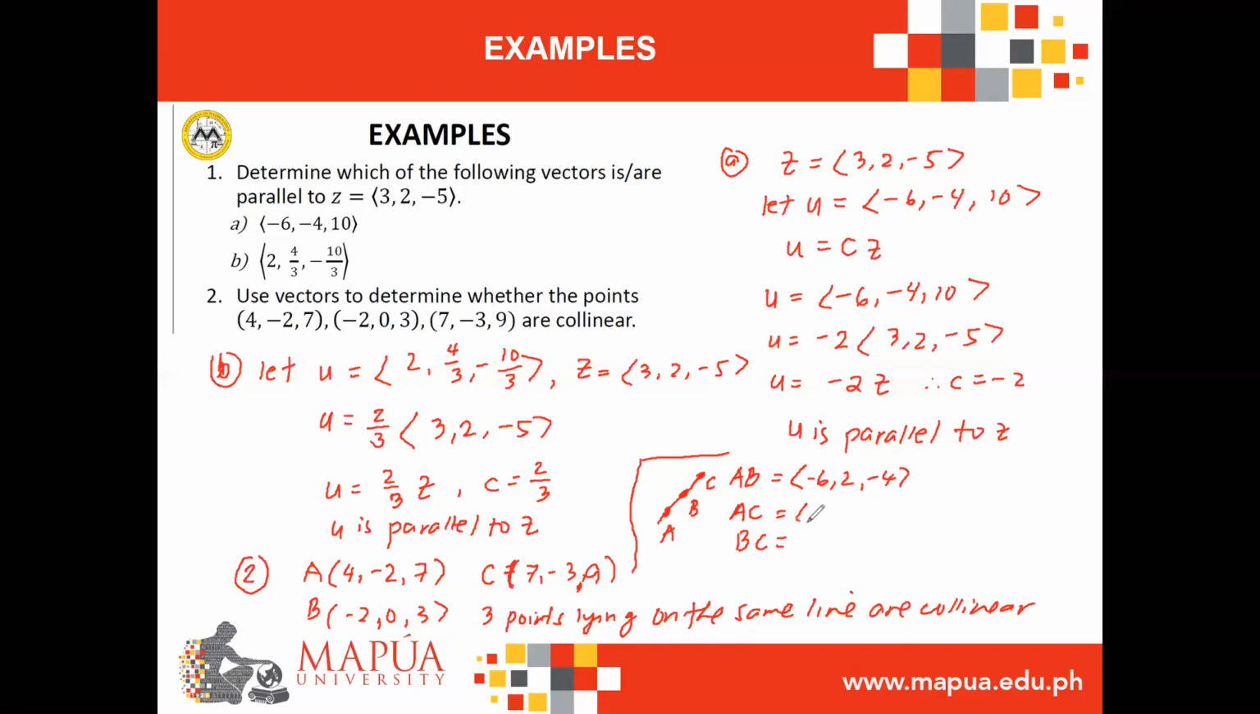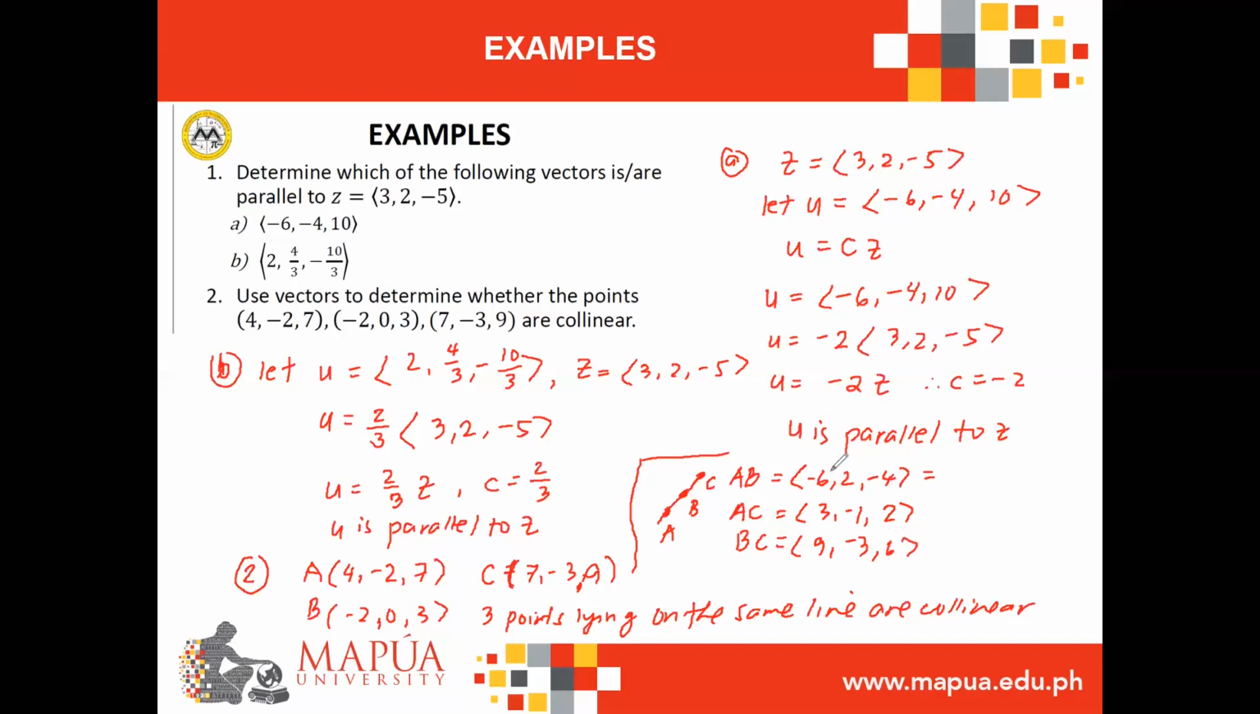In AC, we have 7 - 4 is 3. We have A as the initial point, terminal point is C. -3 - -2, that's -1. Then 9 - 7 is 2. In BC, we have C as the terminal, B is the initial: 7 - -2, that is 9. -3 - 0 is -3. Then 9 - 3, that is 6.